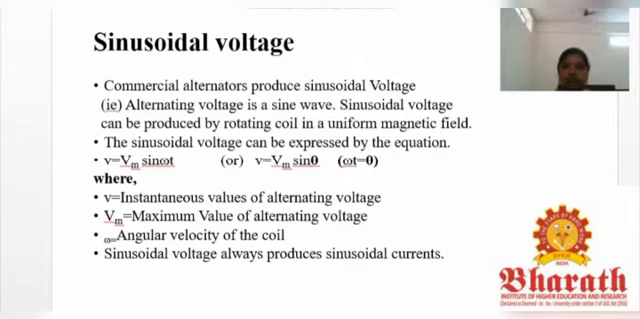Actually, a sinusoidal voltage always produces a sinusoidal current. So v = Vm sin ωt, and the small values v and i are the sinusoidal values. Instead of ωt, we can substitute and write v = Vm sin θ, where θ = ωt. This is for simplification. During our mathematical calculation and simplification, we can substitute ωt = θ.